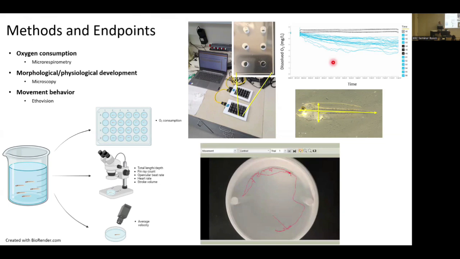While that was going on, I was putting more larvae under microscopes to look at those morphological and physiological parameters, so looking at body length and depth, fin ray development, opercular beat rate, and then some cardiological parameters that I'll discuss a bit later. And finally, I was getting some behavioral data by putting these guys into swimming arenas, getting top-down videos, and using software called EthoVision to track their movement and get that parameter of average swim velocity.